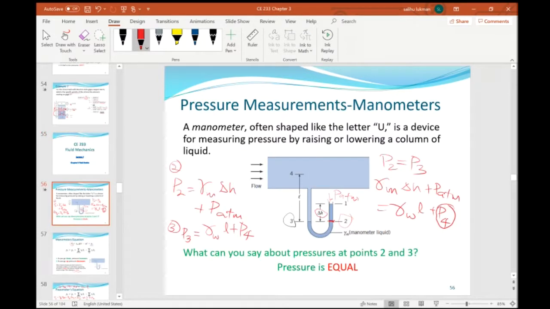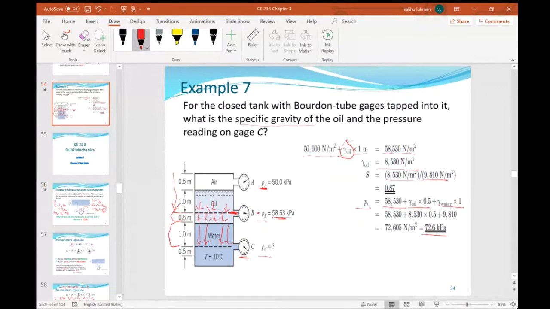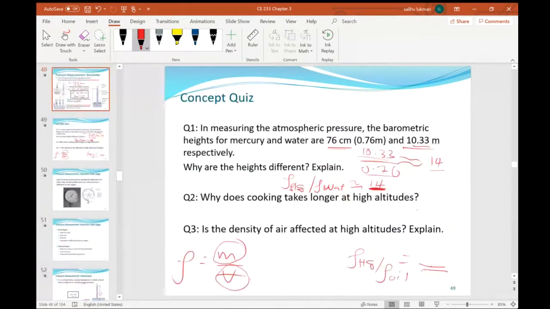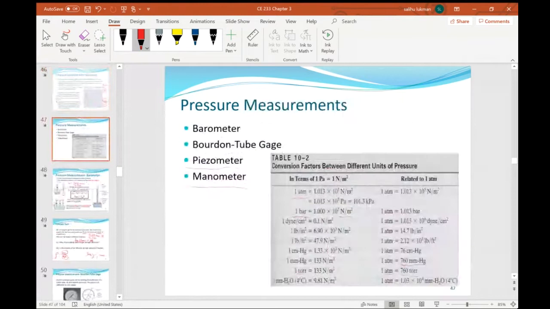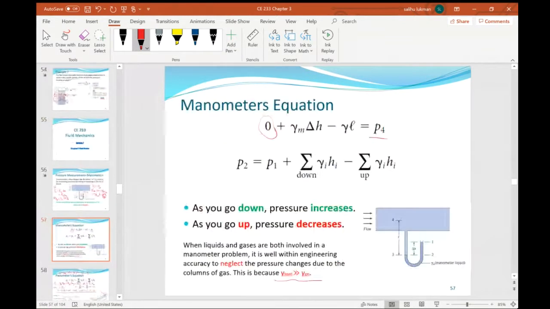Now we move to the next one, which is where I started my lecture from: the manometers. We looked at the barometer. If you remember, we mentioned the pressure measurement. We looked at the barometer, the Bourdon gauge, and the piezometer. Now we'll go into the manometer, which is the fourth one, which is where I started.